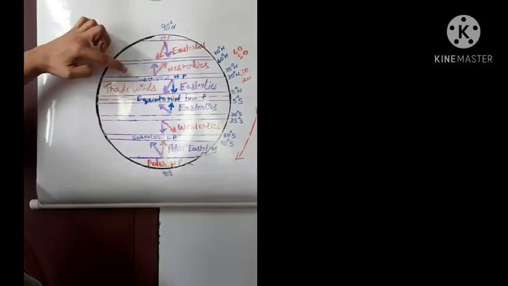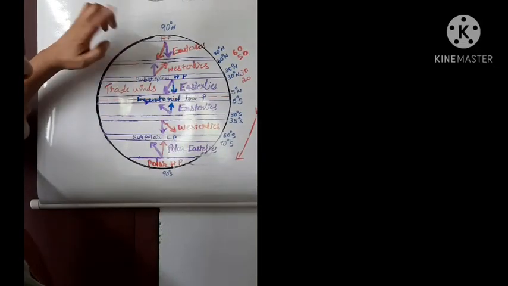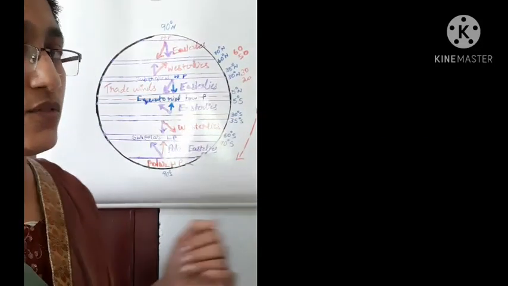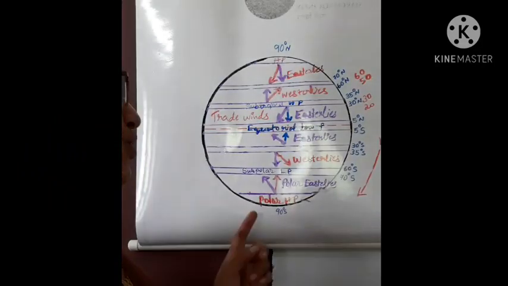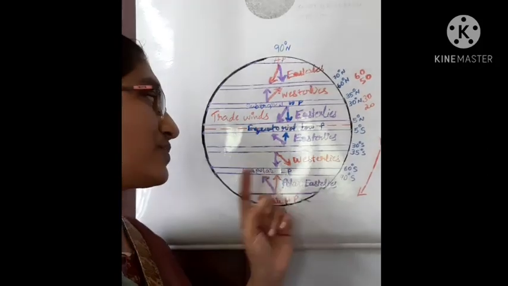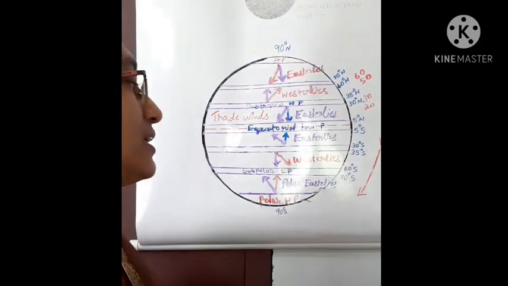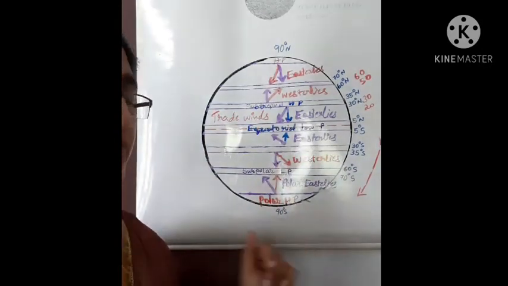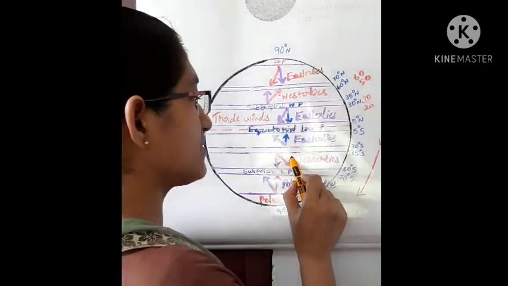Now from the subtropical high pressure belt to the subpolar low pressure belt, winds are moving. They are westerlies. They are warm winds. From the polar high pressure belt, winds are moving towards the subpolar low pressure belt. They are named polar easterlies. They are cold winds.